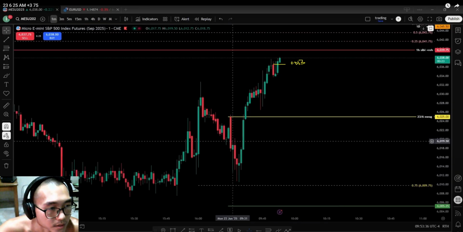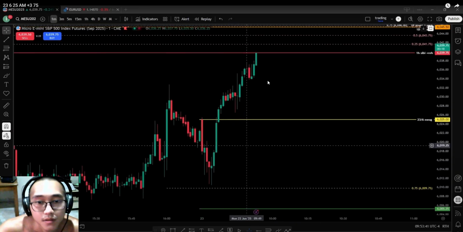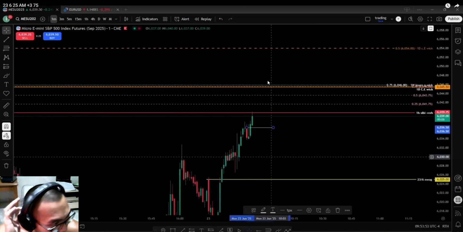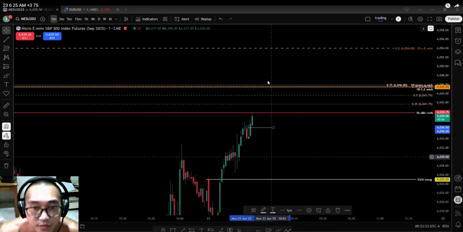Okay, so let's keep on going. And remember, on the daily chart, weekly chart, I am aiming for the daily CE wick right here, and above there we got the weekly CE wick also.